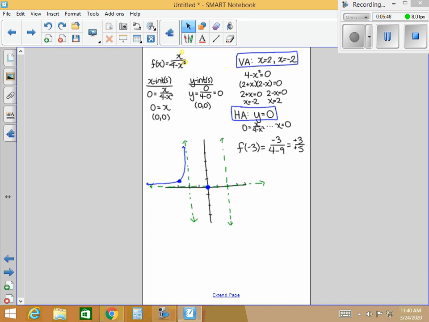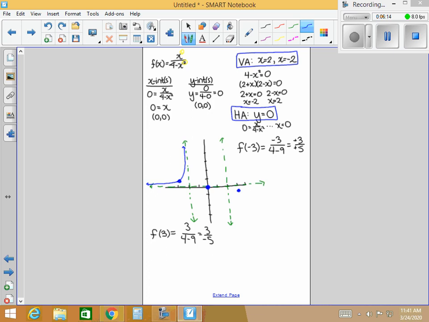I'm going to do the other easier piece and skip to the right side of 2. I'm going to come down here, get stuff out of the way. And if I plug in 3 for x, I'm going to get the same thing, 4 minus 9, which is 3 over -5, so almost the same thing. If I go to the right 3 and down, okay, that's my starting point.